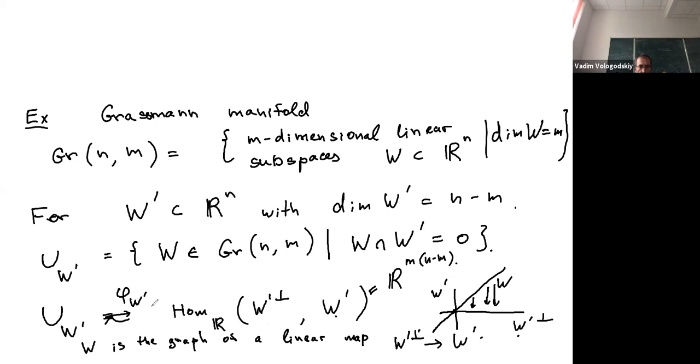So we define a topology on the Grassmannian by declaring this set to be open. This is the weakest topology such that these sets are open and this map is a homeomorphism, right? So this makes the Grassmannian into a topological manifold. We also computed its dimension is equal to m times (n minus m). But in fact, I claim that this is a smooth atlas.